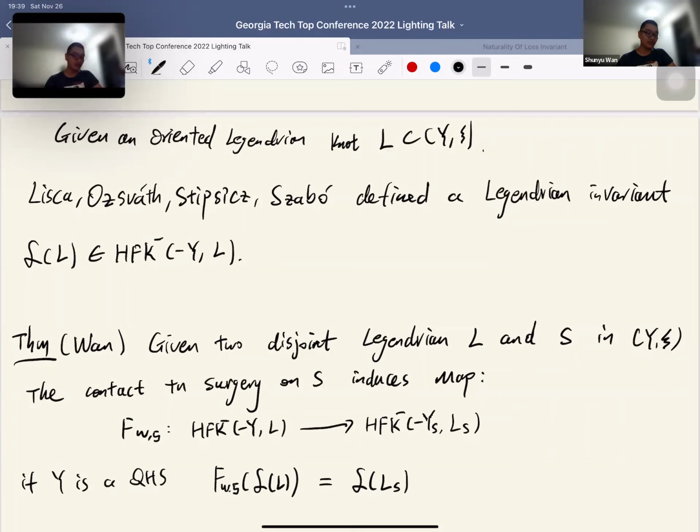Given two disjoint Lagrangians L and S inside the contact manifold (Y, ξ), the contact plus n surgery on S induces a map F from the HFK minus of minus Y, L to the HFK minus of minus Y_S, L_S. Moreover, if Y is a rational homology sphere, it maps the loss invariant of L to the loss invariant of L_S.